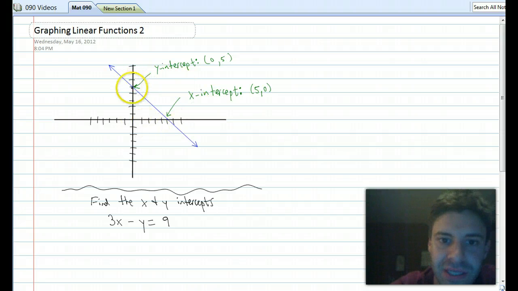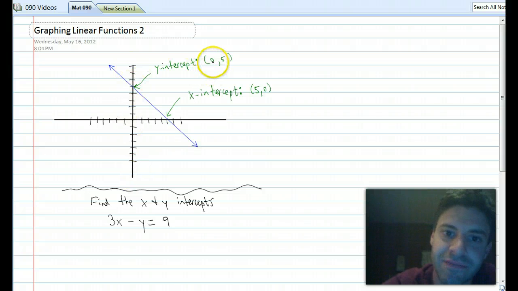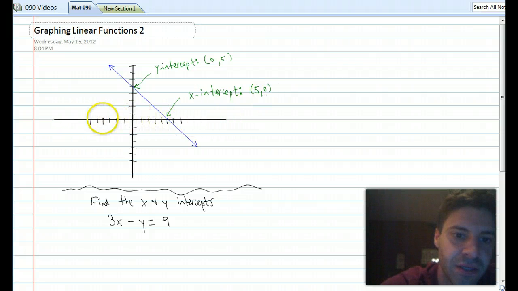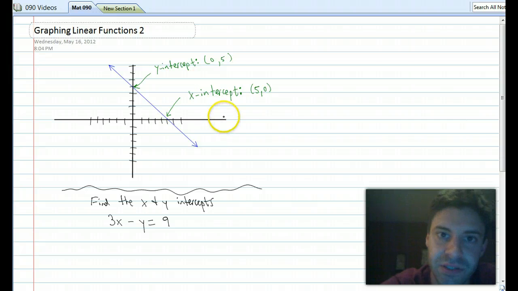Take a look at the y-intercept and look at the actual x and y coordinates. You'll notice that wherever we have a y-intercept, our x value is always going to be 0 because the x value on the y-axis is always going to be 0. That's why we have a 0 as our x value on our y-intercept. For x-intercepts, you'll notice that the y value is always going to be 0. Wherever a graph crosses the x-axis, the y value will always be 0.